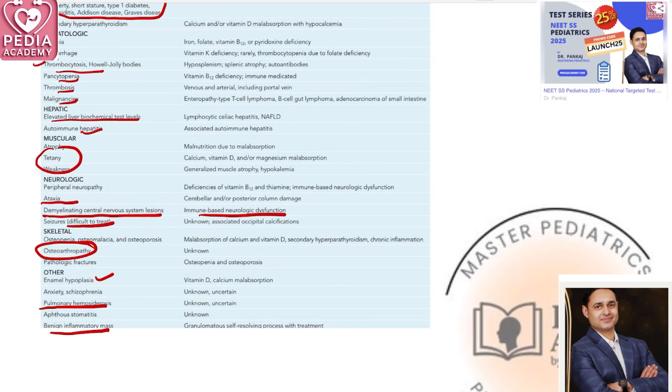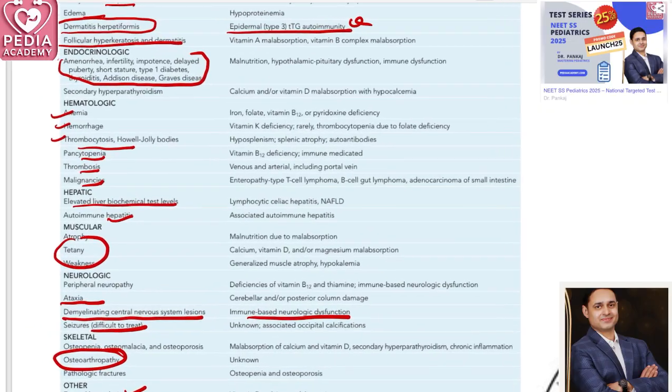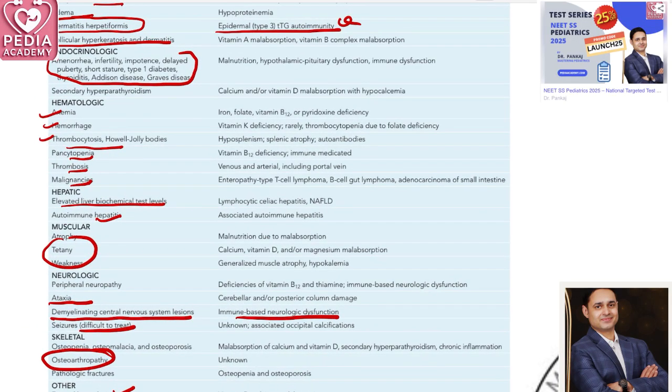So basically you have to remember what we have discussed or highlighted. Celiac disease extra-intestinal features or rare features, these can be asked.